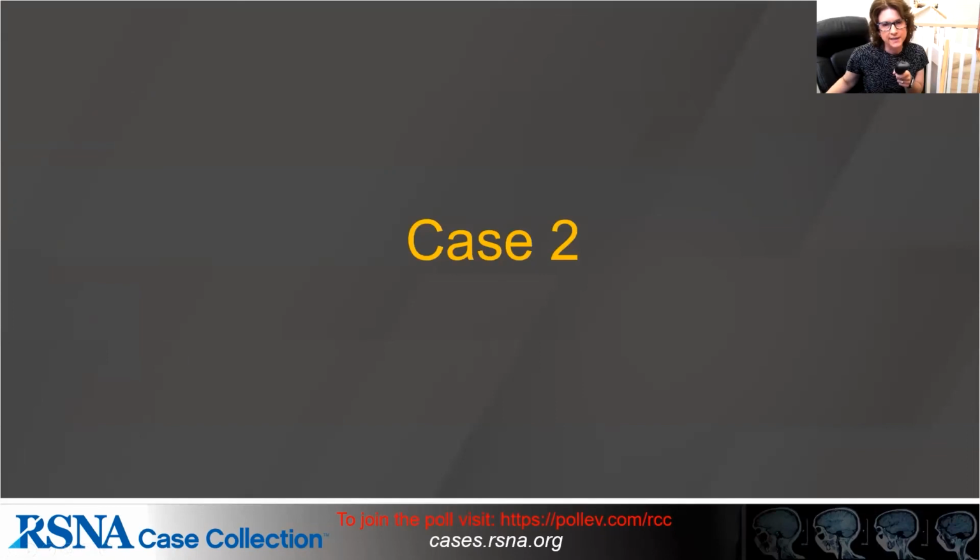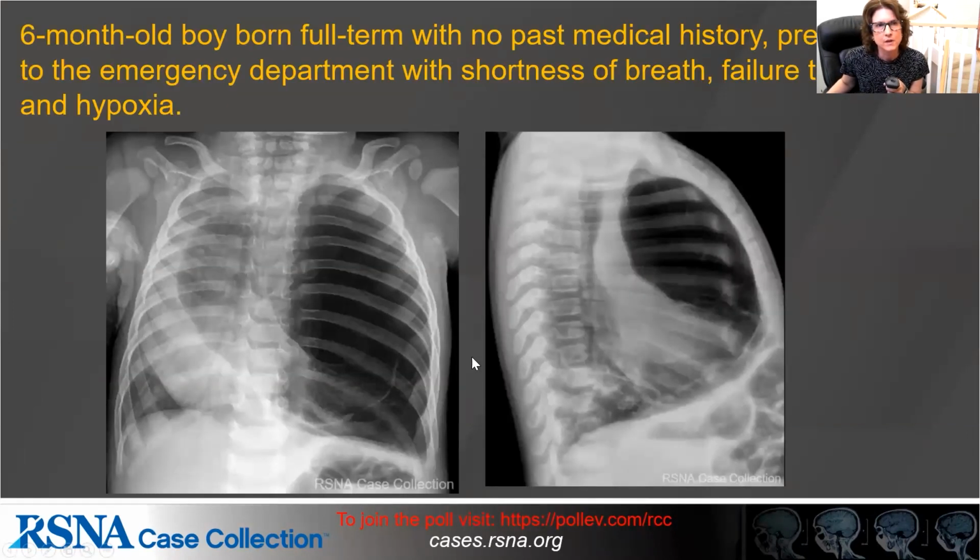And moving on to the second case. So this was a 6-month-old boy born full term, no significant past medical history. He presented to the emergency department with shortness of breath, failure to thrive, and hypoxia. And we have frontal and lateral views of the chest. And you can see that there's lucency in the left chest and the heart is shifted over to the right. And it looks more anterior on the lateral view.